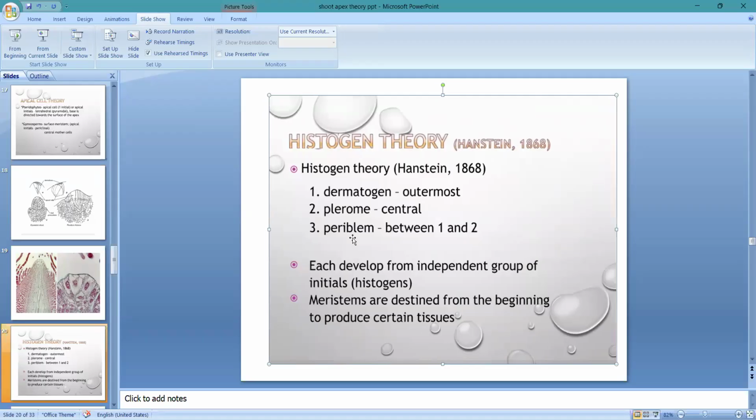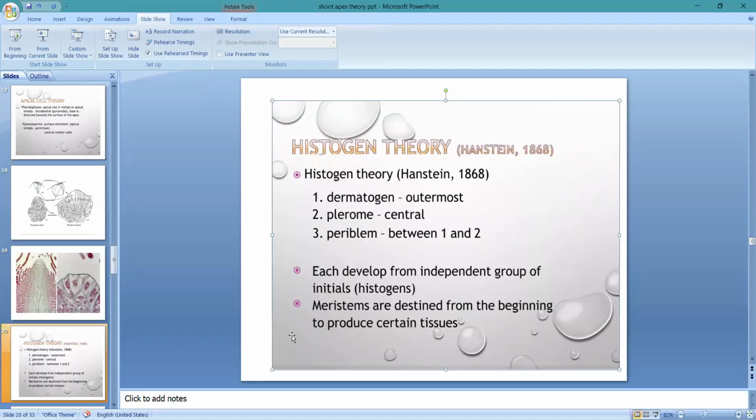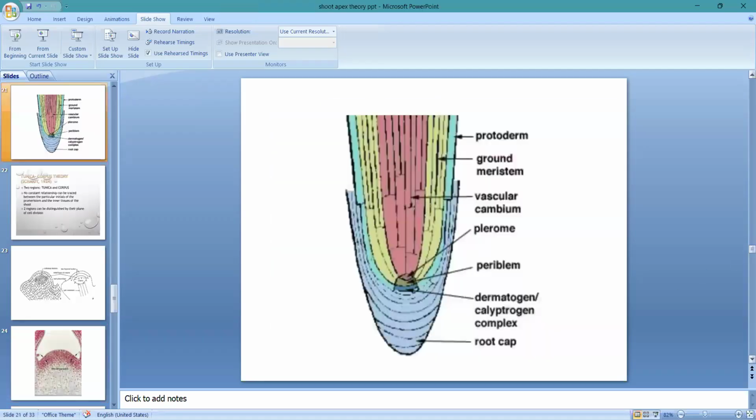Okay, so next. See here, this is the protoderm, ground meristem, vascular cambium, plerome, peribulum, dermatogen. The three histogens we observed, and this is the central part. See here, this place. Okay, so this is the histogen theory.